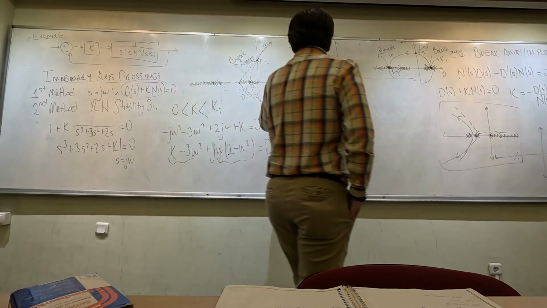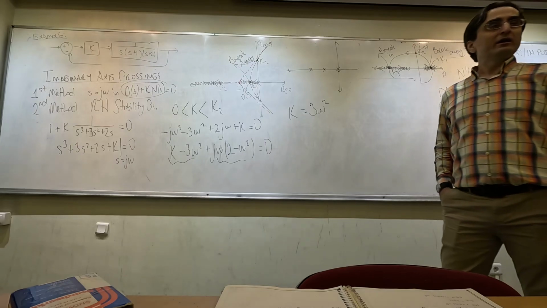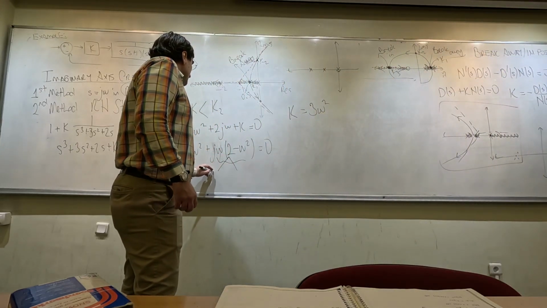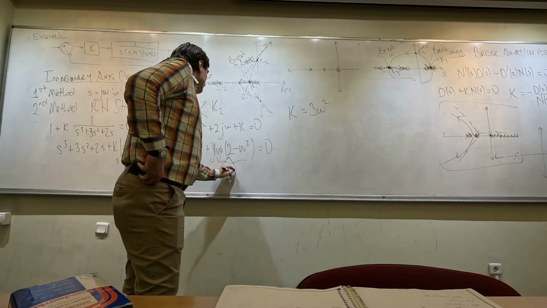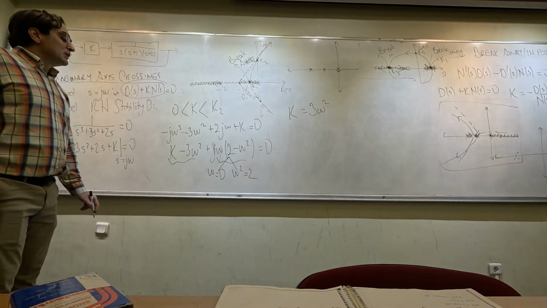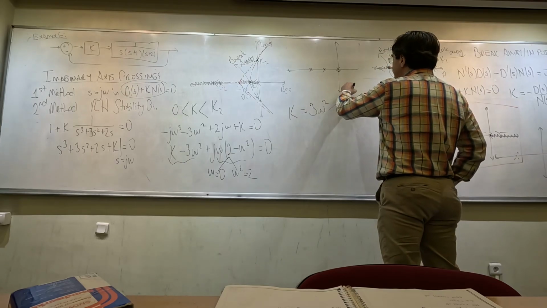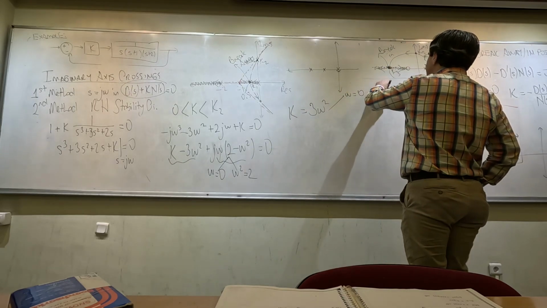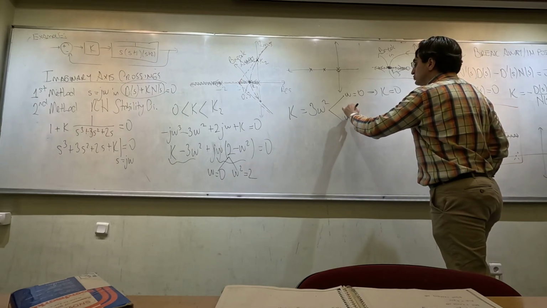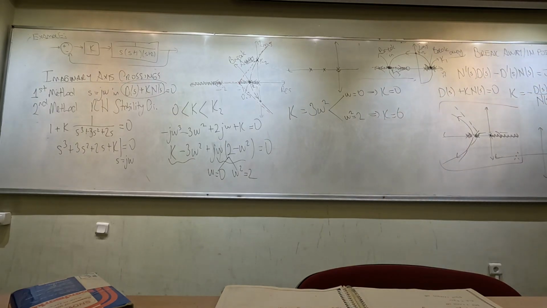So now I see that this is my real part and this is the imaginary part. If I equate the real part to 0, then it's going to give me k is equal to 3 omega square. And if I equate the imaginary part to 0, it's going to give me omega is equal to 0 and omega square is equal to 2. So now I can use this equation to substitute omega is equal to 0, which gives me k is equal to 0. And then I can substitute omega square is equal to 2 in this case, and k is equal to 6.